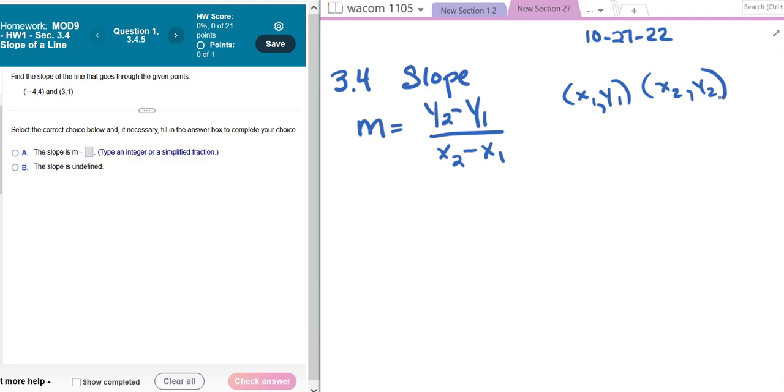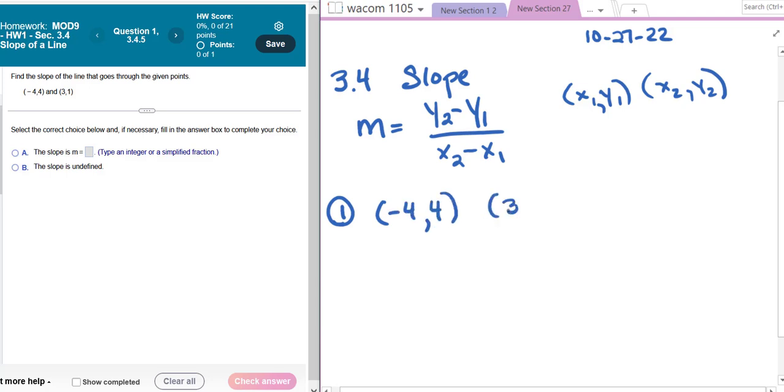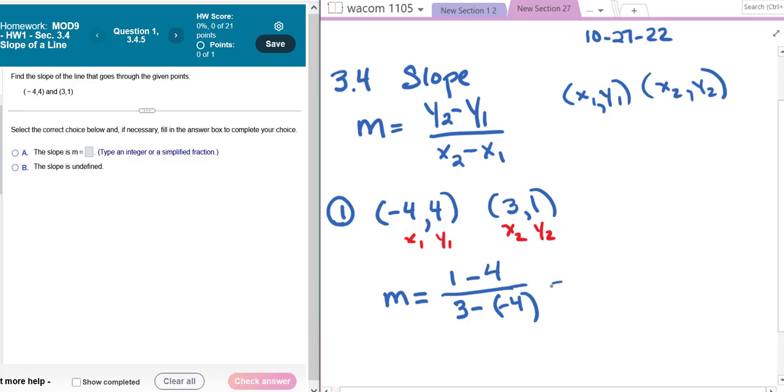All right, so our first question gives us the points -4, 4, and 3, 1, and asks us for the slope. So we're just going to label. This will be x1, y1, x2, y2, and we're going to plug in. So we have m equals y2, so 1 minus y1, it's just 4, over 3 minus, you have to be careful here, it is a -4. So this gives us -3 over, this will make plus, so it gives us -3 over 7.